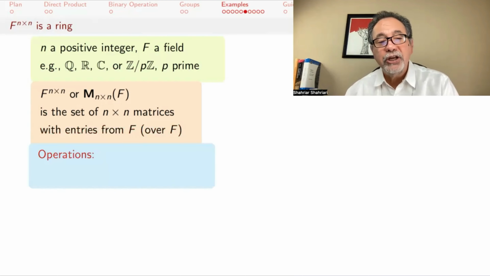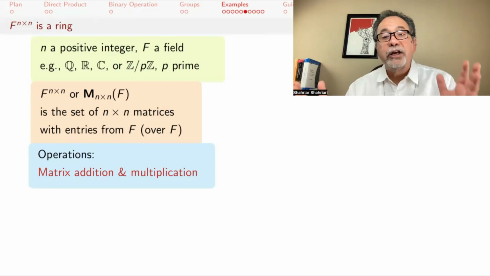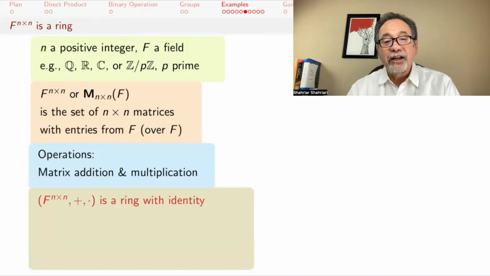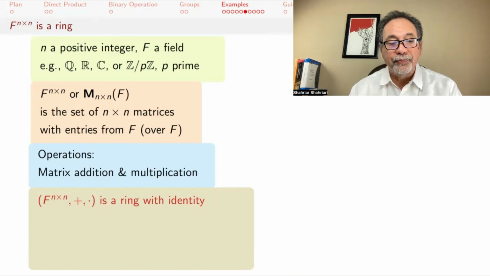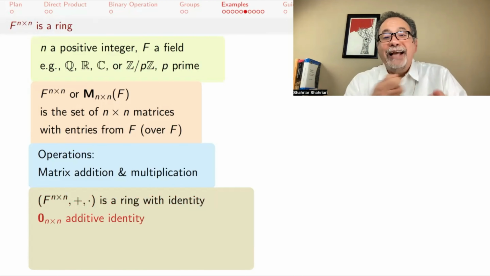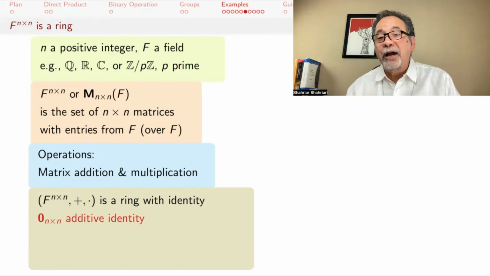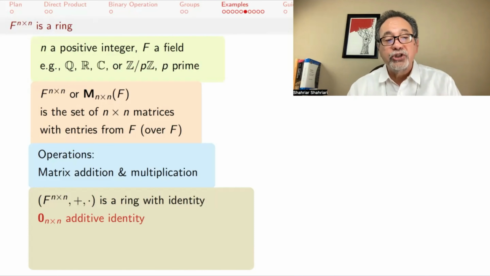What are the operations here? We have matrix addition and matrix multiplication. The addition is commutative, the multiplication is not. The set of n by n matrices over F with this addition and multiplication of matrices is a ring with identity. The additive identity, the thing that you add to things and nothing happens, is the n by n zero matrix, the matrix that has all zeros in it.